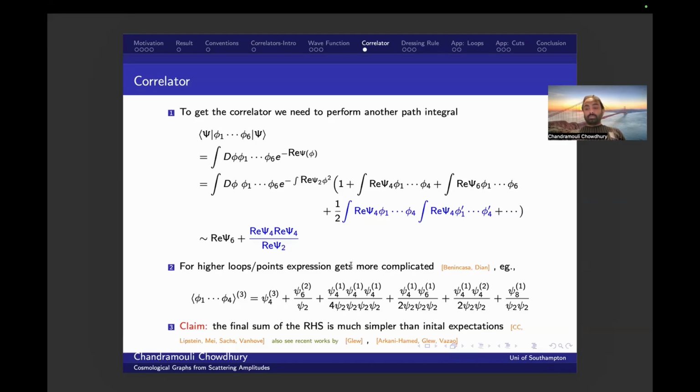Now at higher points in loops, you can get expressions which are much more complicated. So this is a similar expression or an expansion at the third order in perturbation theory, where you can have many more contributions. Now, what I'll claim is that the final sum that you can do is actually much simpler than the initial expectation, and in particular is going to be much simpler than any of these individual terms.